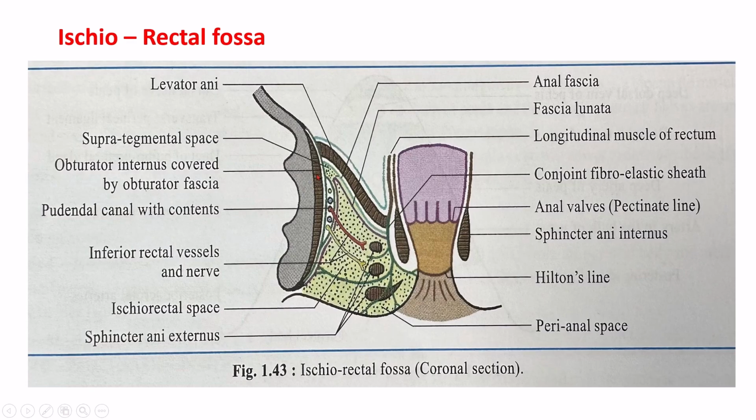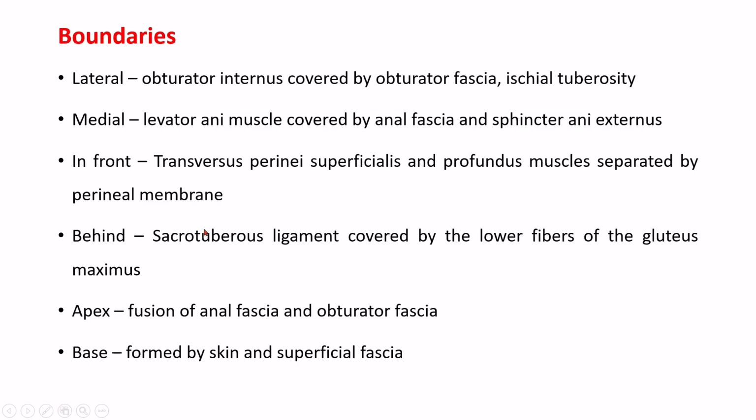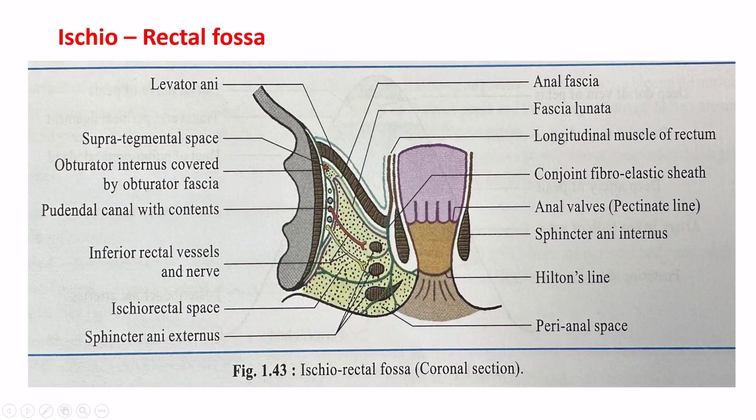You can see here, laterally the obturator internus muscle covered by the obturator fascia and the ischial tuberosity. Medially, you can see the levator ani muscle covered by the anal fascia and sphincter ani externus. In front, the transversus perinei superficialis and profundus muscles separated by the perineal membrane. Behind, the sacrotuberous ligament covered by the lower fibers of the gluteus maximus. The apex is formed by fusion of the anal fascia and obturator fascia. You can see here the apex is formed by the fusion of the anal fascia with the obturator fascia.